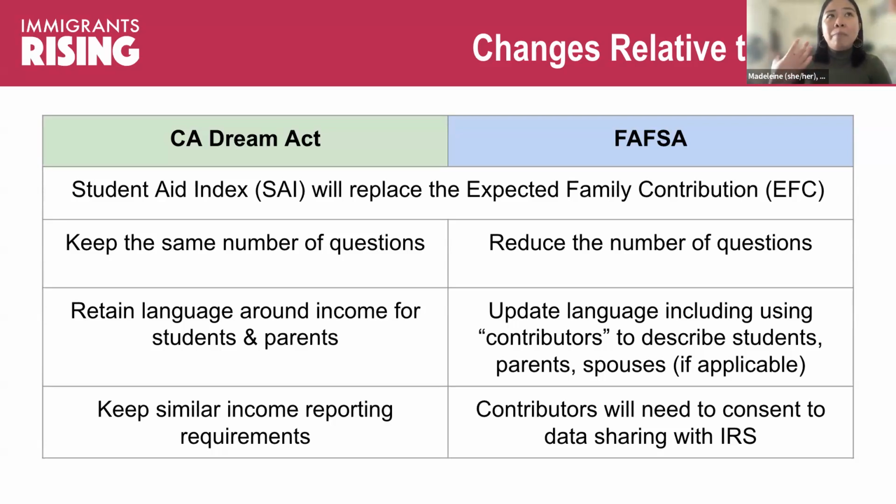And in comparison to FAFSA, the California DREAM Act is actually keeping a lot of the same things. So there'll still be the same number of questions, the same language around income for students and parents. And they're also going to keep the same income reporting requirements, given the audience that the application serves.